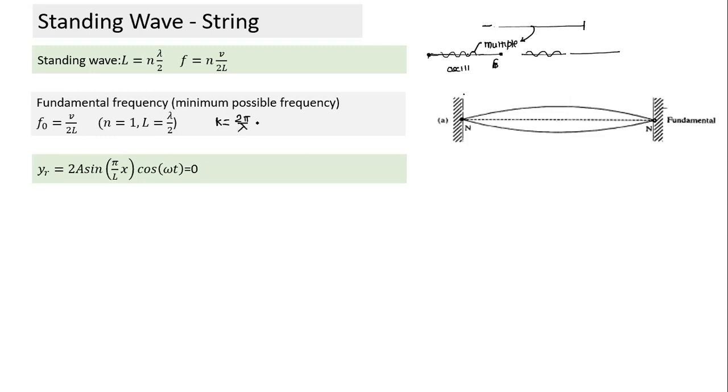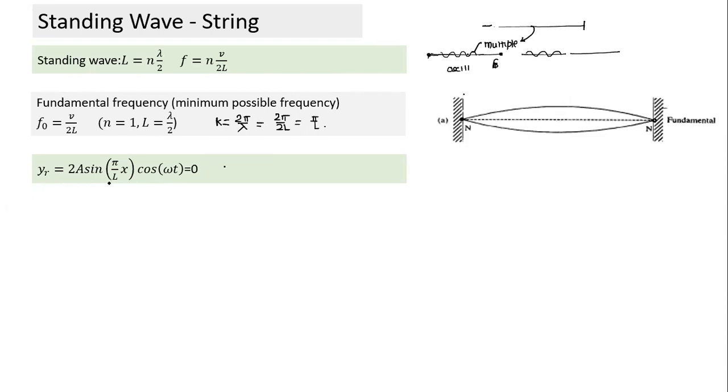Let's put the value of lambda equal to 2L. It becomes 2 pi by 2L, or the K value becomes equal to pi by L. So we substitute this into the equation of a standing wave when it is oscillating in fundamental mode, or n is equal to 1. With this oscillation, let's try and understand what the equation indicates.